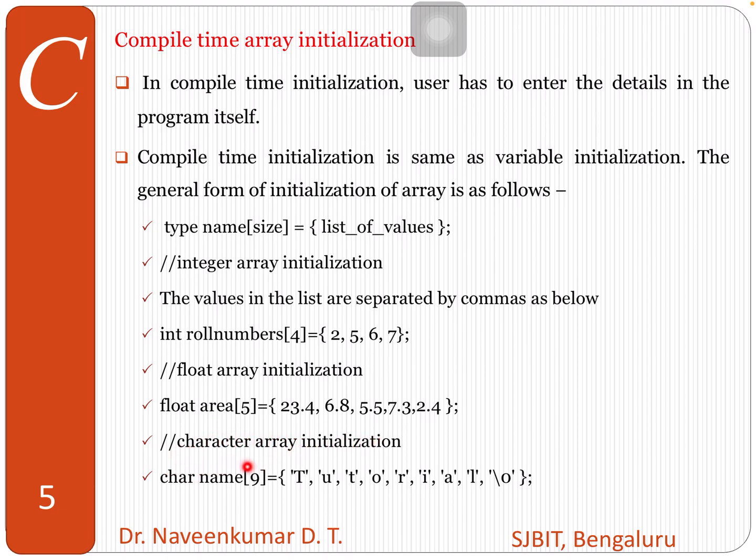Similarly, for a character type array, we declare the data type as char and the name of the array as name, and the number of elements it can store is 9. Here also we enter the characters in single quotes and each character is separated with a comma. And the last character we must enter as \0 to indicate to the program that this is the end of the array.